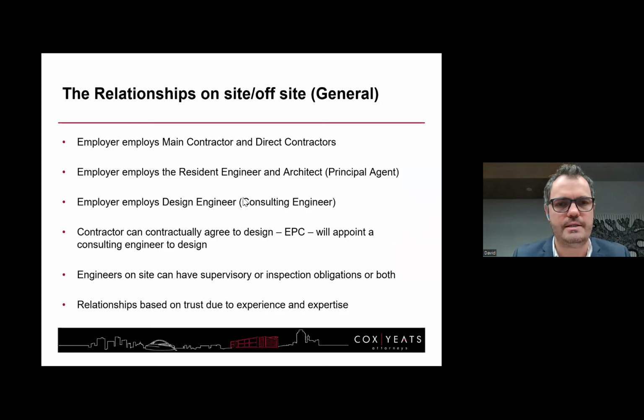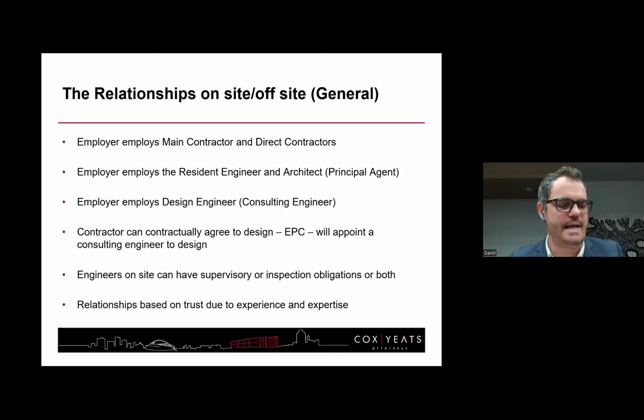So if we just look at this, relations on and off site, what are the relationships? The employer, as I've explained earlier, employs the main contractor and direct contractors, and also employs the resident engineer and architect. The employer can employ the design engineer, and then the contractor can contractually agree to design. So this is where EPC contracting comes in.